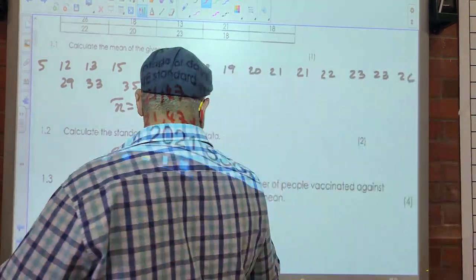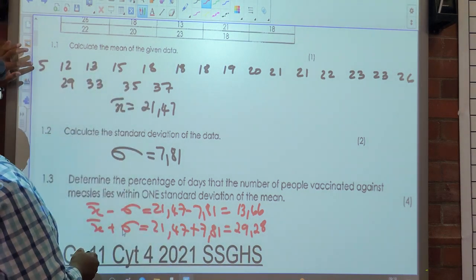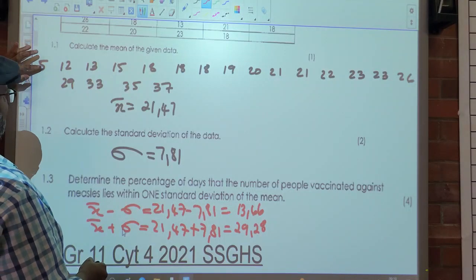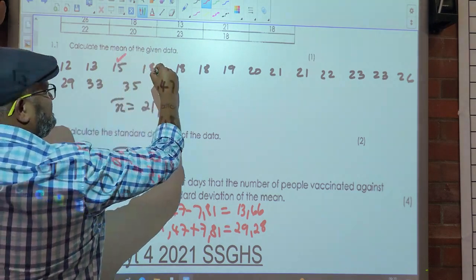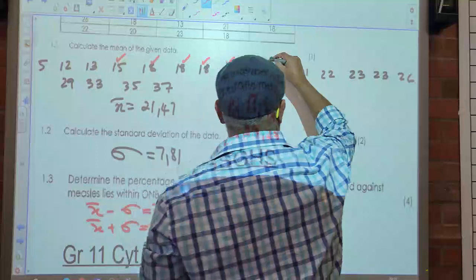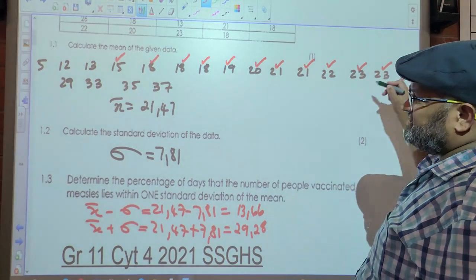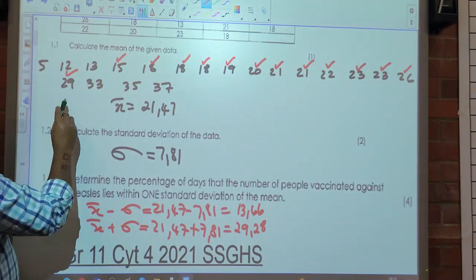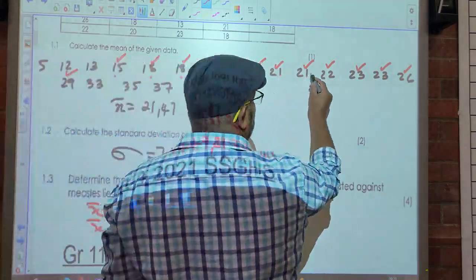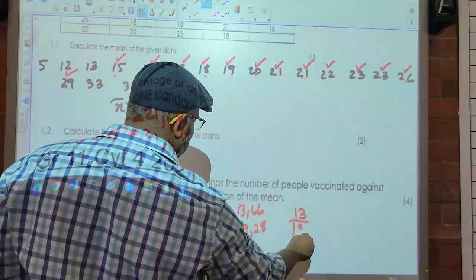Okay. So if it lies within that range, it is said to be within one standard deviation. So is 5 inside or outside the range? Outside. 12? Outside. 13? Just about outside. So 15, 18, 18, 18, 19, 20, 21, 22, 23, 23, 26, 29, 33? No. So how many are lying inside? 1, 2, 3, 4, 5, 6, 7, 8, 9, 10, 11, 12, 13. So therefore 13 out of 19 times 100.